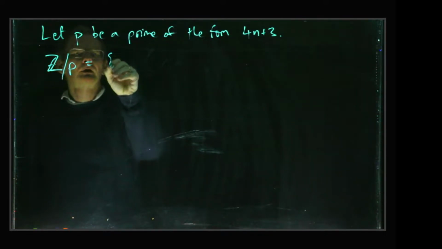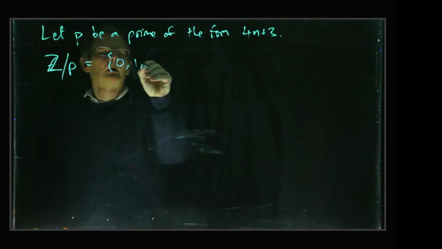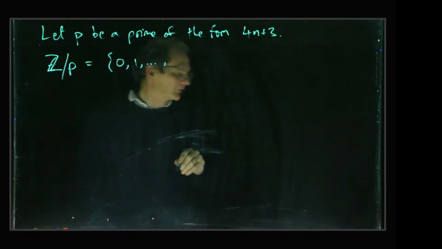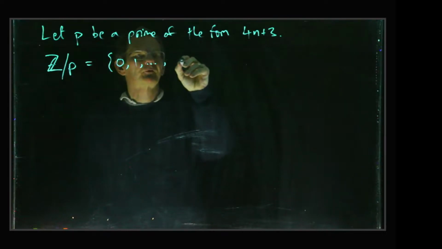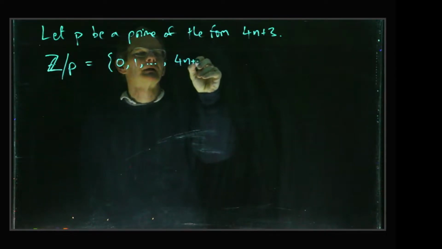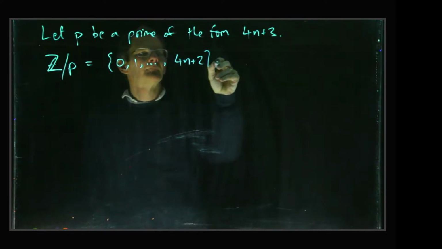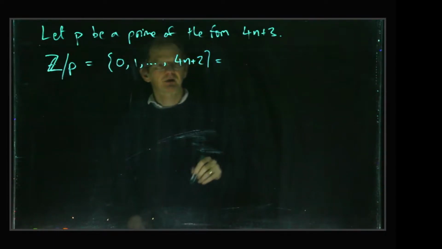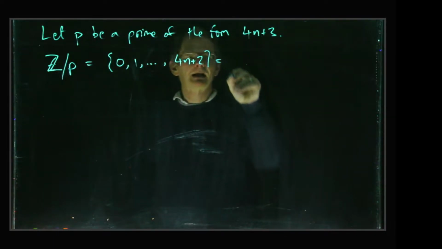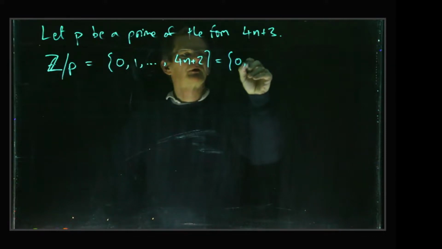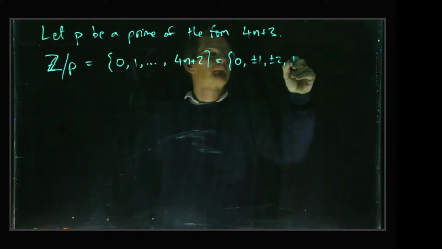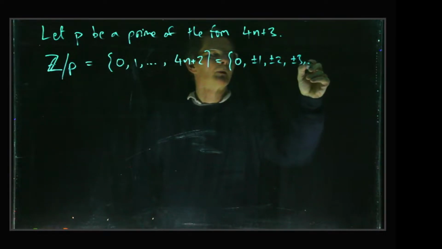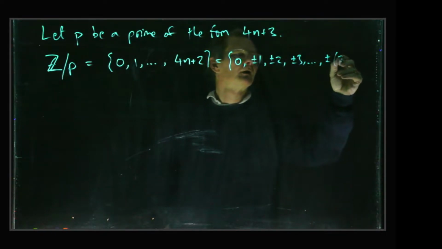Most often you think of the elements of this as being the numbers from 0 up to p minus 1, which is 4n plus 2 in this case. But it's actually better to think of this in a more symmetrical way, as 0 and then plus or minus 1, plus or minus 2, plus or minus 3, all the way up to plus or minus 2n plus 1.